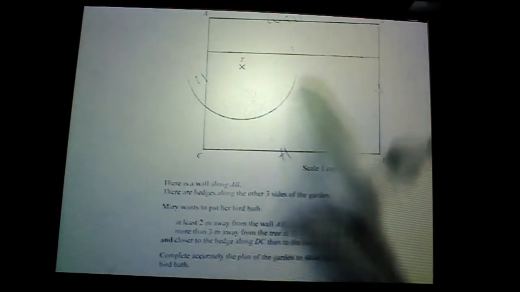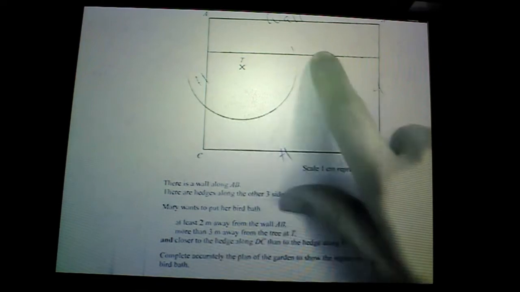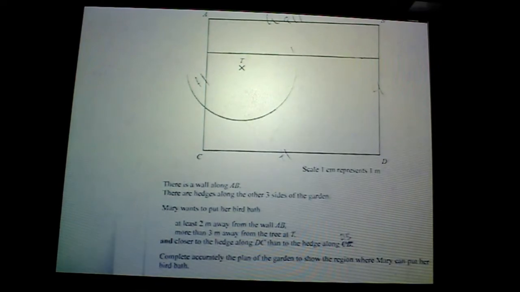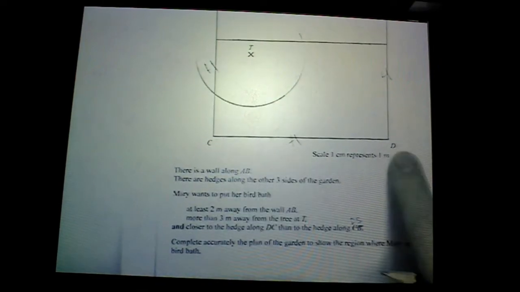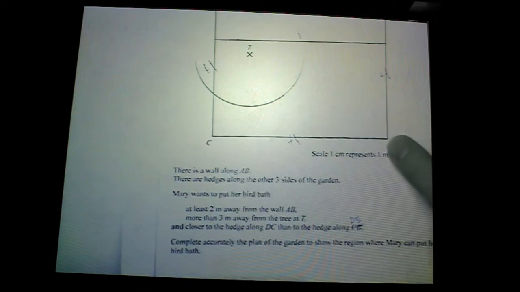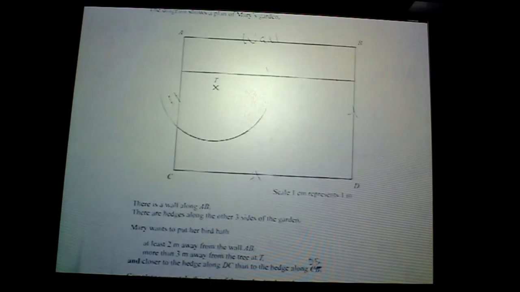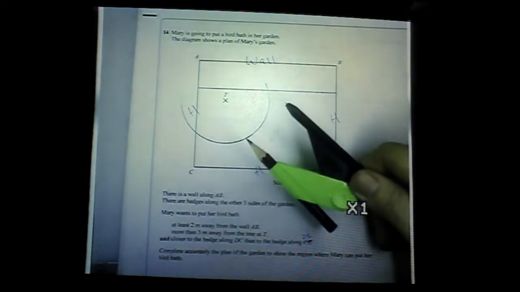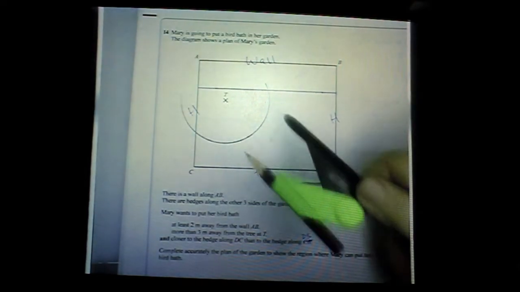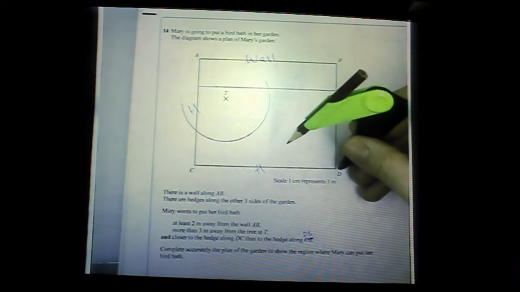So I've drawn my 3 metres from around T, and the last one says, and closer to the hedge along DC, so closer to that hedge than it is to this hedge along DB. So you've got to bisect this angle. If you've done this before, this will look familiar. If not, you might not know what to do. What you need to do to bisect an angle is this. Now, it doesn't matter how far apart this compass is to do this. It's not a trick, but it's a proper bit of maths. But it's got to be the same for you doing this move here.